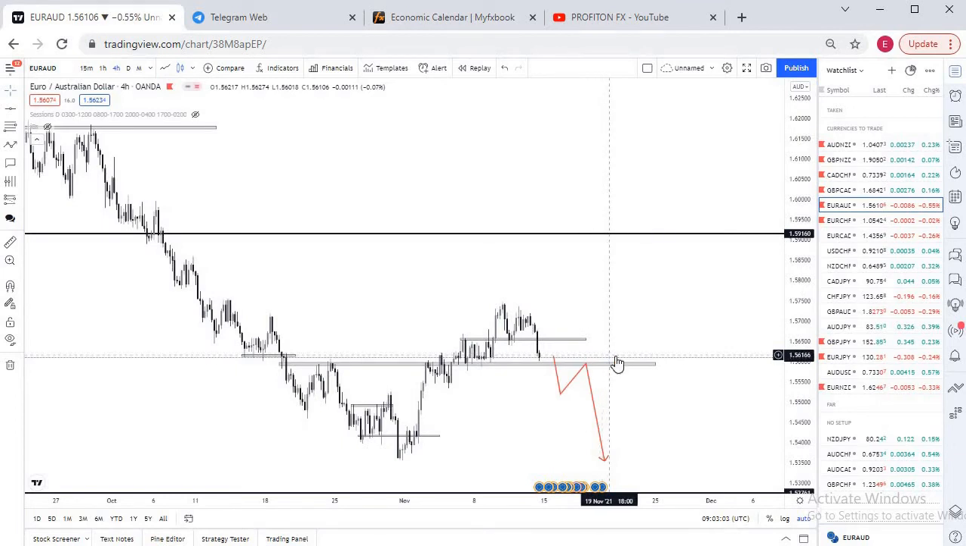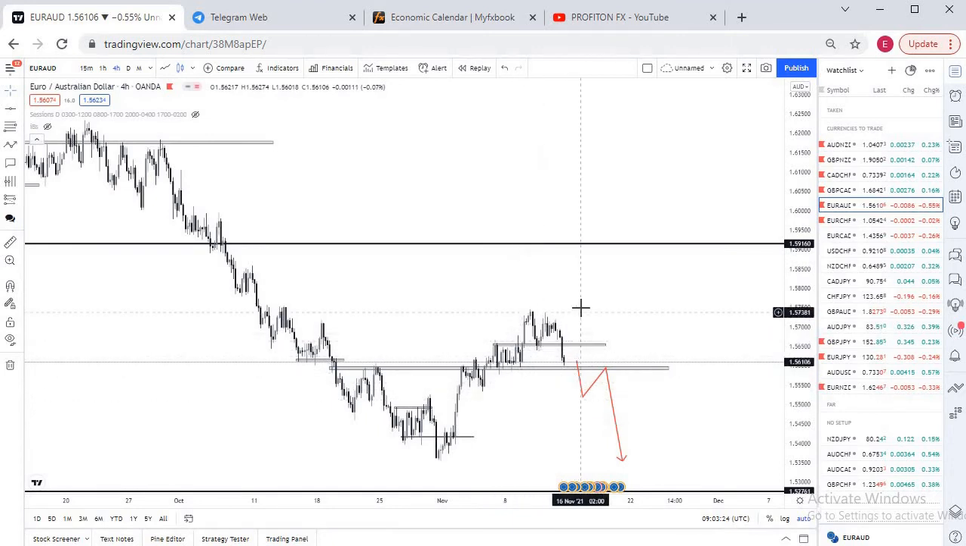As for now, I'm not looking to buy into this market, because I still believe this is just a correction phase happening here. So I'm not looking to buy into this market, even if we happen to push higher, because you never know when price will dip back down. So that's it for Euro AUD. I'm looking for a short position after the break and retest of this level here.